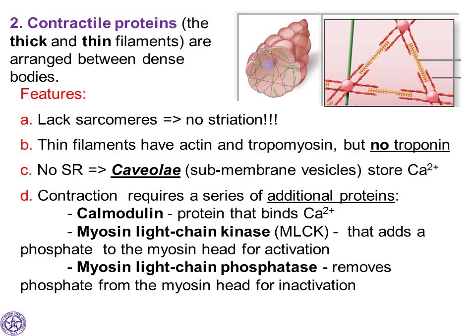So instead of having this big structure called a sarcoplasmic reticulum, we have a lot of these little bubbles that sit just underneath the plasma membrane, just underneath the sarcolemma. And they do the same thing as the sarcoplasmic reticulum. Instead of having one sarcoplasmic reticulum, we have hundreds and thousands of these little bubbles called caveolae, subplasmalemmal vesicles they call them. I just like little bubbles. And they store and control the release of calcium.